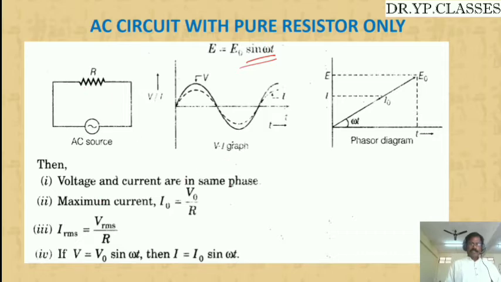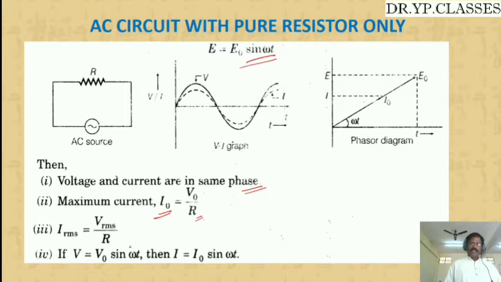So, voltage and current are in the same phase. There is no phase difference between the current and voltage in the case of resistors. A resistor will not have any effect on the alternating current. Okay, alternating current passes without any kind of variation. So the maximum value of the current is given by I naught is equal to V naught by R, where R is the resistance of the resistor used, and IRMS is equal to VRMS by R.